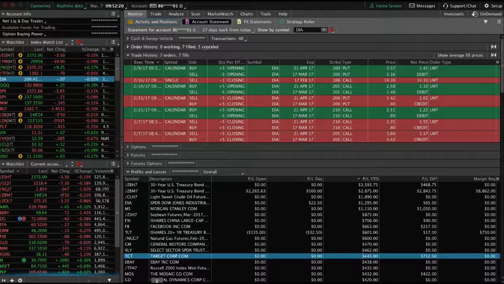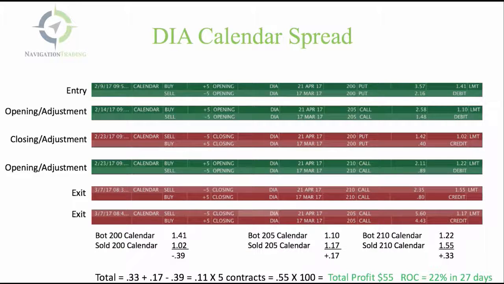So let's go back to the slide and take a look at exactly what happened here. Again, we entered initially on 2/9 with the 200 calendar, paid $1.41. Our first opening adjustment trade was on 2/14, where we simply added the 205 calendar. On 2/23, we made a closing adjustment by closing that original 200 calendar and added the 210. Then we just continued to wait, stayed patient, didn't panic, and then today closed both of those out to completely exit the trade.